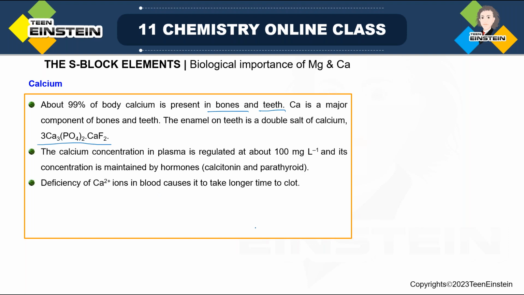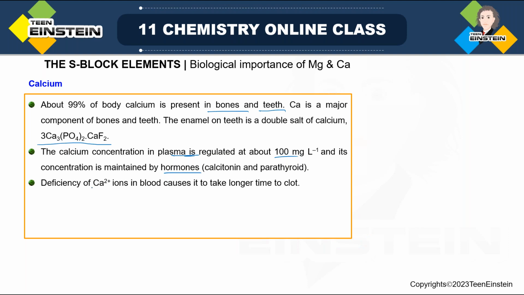Then calcium concentration in plasma. It is regulated at about 100 milligram per liter. So in plasma of blood, because blood is not only, if you consider its composition, there is RBC, red blood cell, white blood cell, there is plasma. So we are now talking about the plasma part of the blood, where the calcium concentration per liter is 100 milligram. It should be the required amount. And this concentration is maintained by specific hormones known as calcitonin and parathyroid hormone. So these hormones control this concentration.